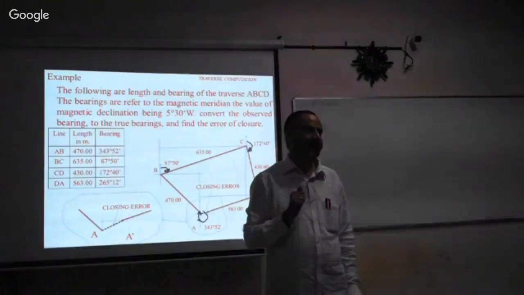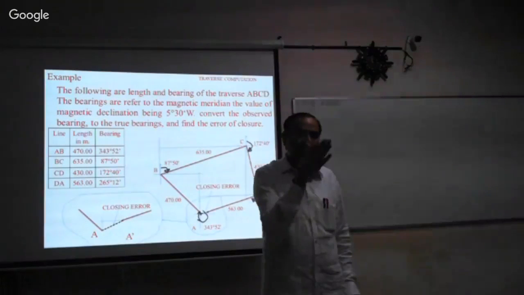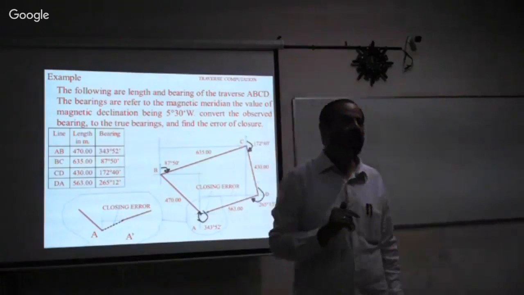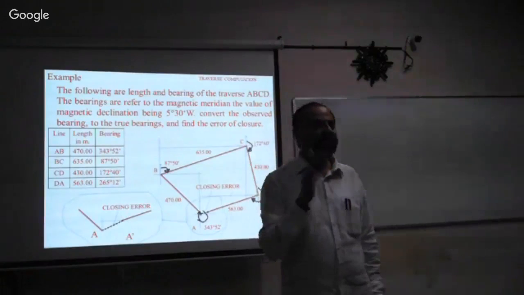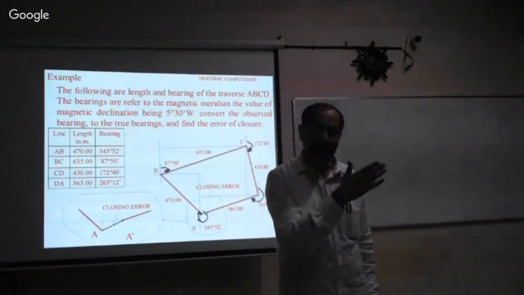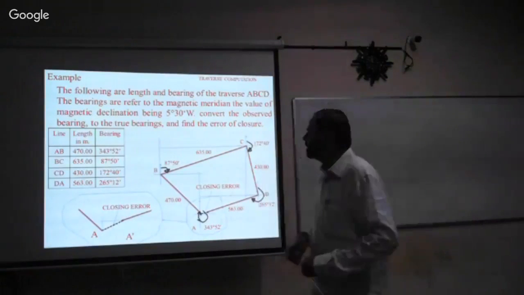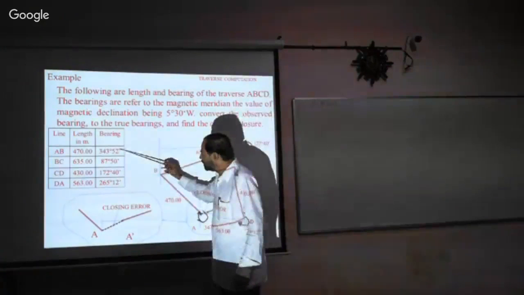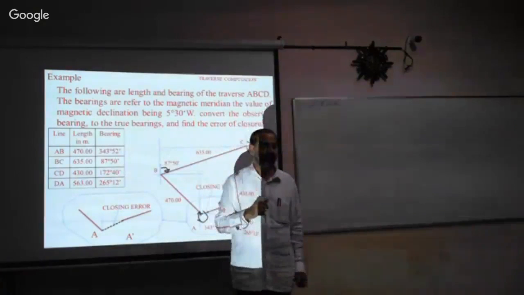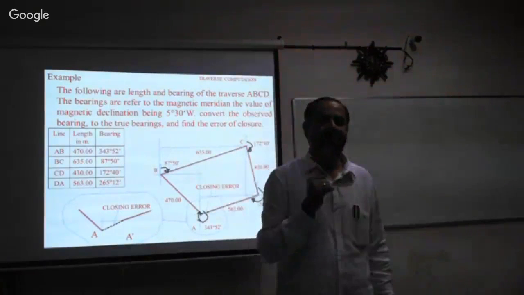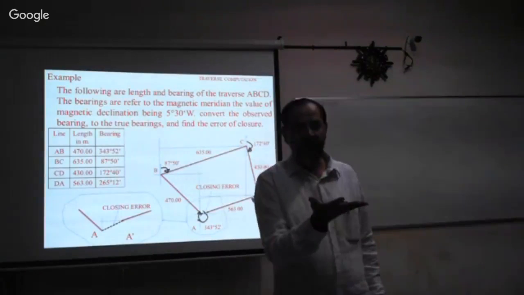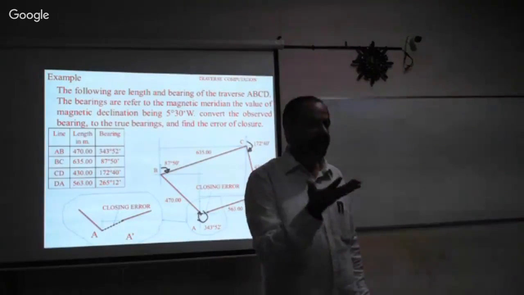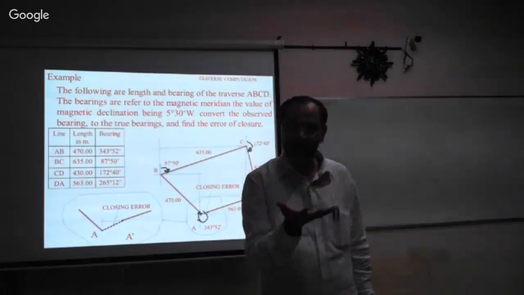Then see, there is a declination to the west. How much is the declination? The declination is 5 degrees 30 minutes. Therefore, there is an error in the reading. These are the observed bearings. In the instrument there is an error.